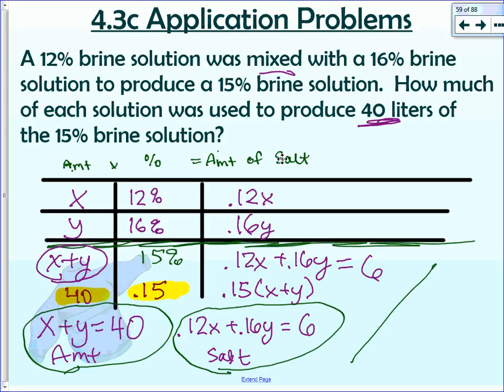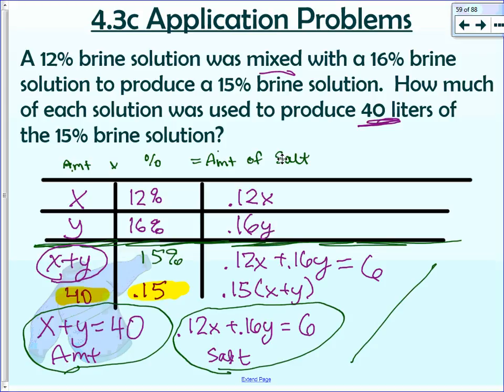So here, you can use substitution or elimination. So when we go to do this, did you guys use substitution or elimination? Use substitution? Okay. So, Isabel, do you want to show that work? Yeah.